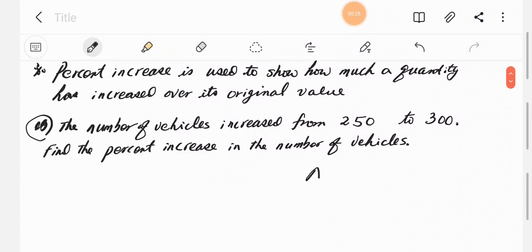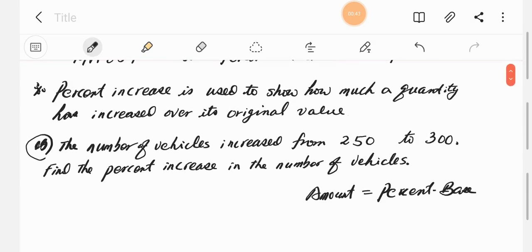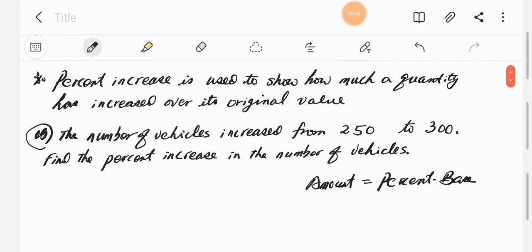Amount is equal to PBA, right? PBA, base percent times the base. Percent times the base is equal to the amount, PBA. Okay, so look at this. Percent increase is used to show how much a quantity has increased over its original value. So the base is the original value.